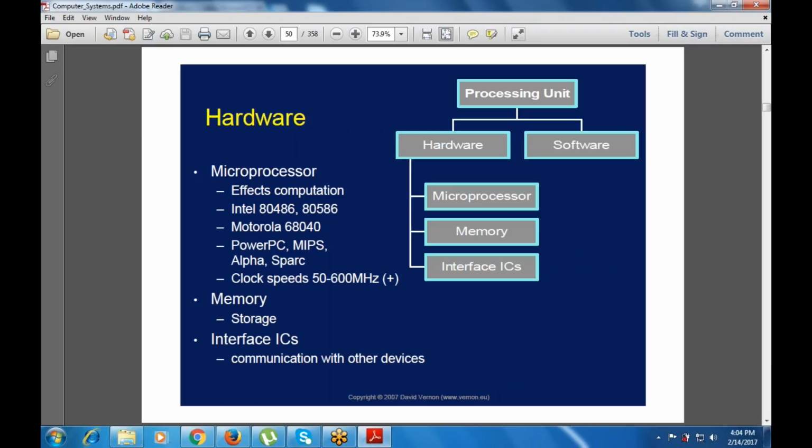Now, what is the hardware? That includes the processing unit, which is divided into two parts, hardware and software. The hardware includes a microprocessor, memory, and the interface ICs. One is the microprocessor, for the effects computation: Intel 80486, 80586, Motorola 68040, PowerPC, MIPS, Alpha, Spark, clock speed 50 to 600 megahertz. Then there is memory, which is the storage concept. Then the interface ICs, for communication with other devices.